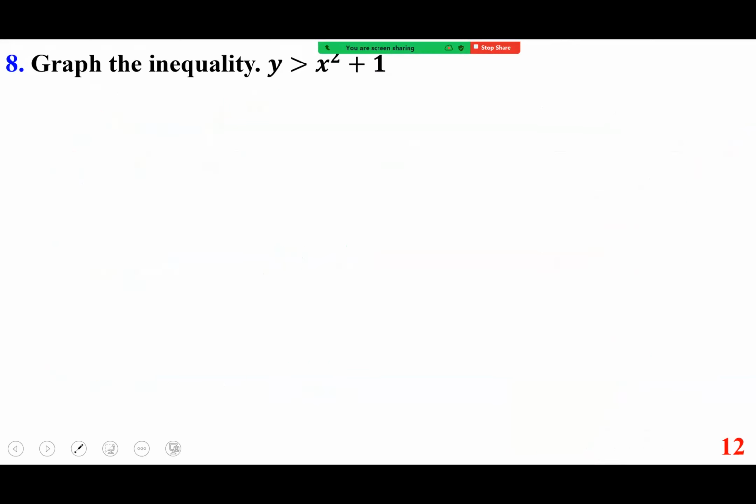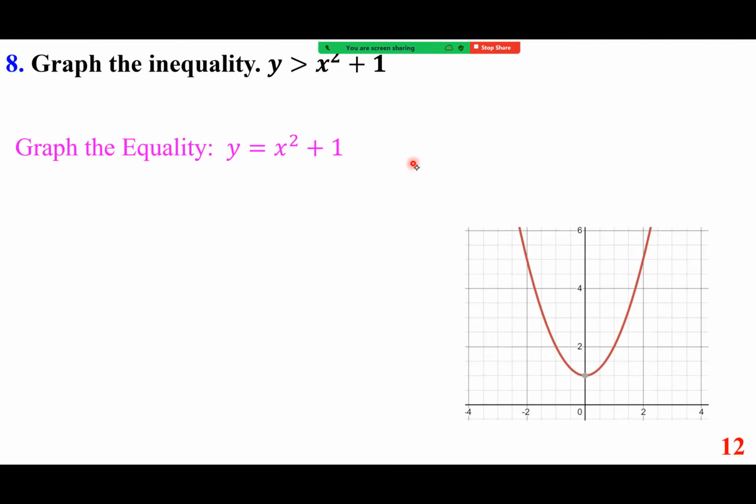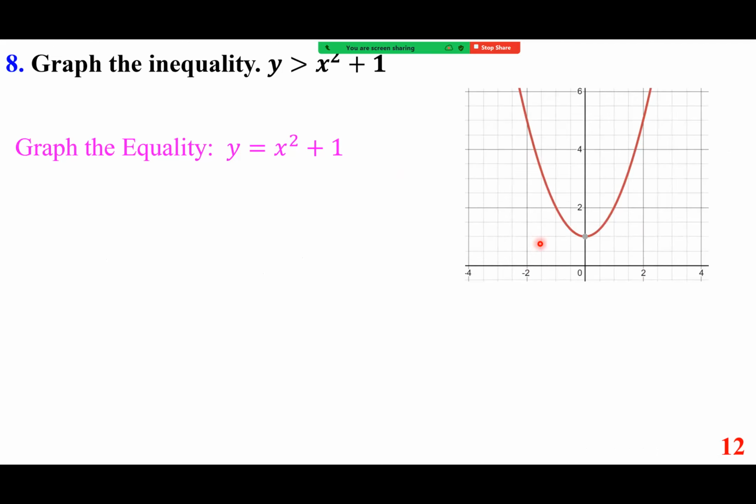Graph the inequality y is greater than x squared plus 1. First, we graph y equals x squared plus 1, which is y equals x squared, and it moves up by 1 unit. So it means this is a parabola of y equals x squared that has gone up by 1 unit. So this one has coordinates 0, 1.